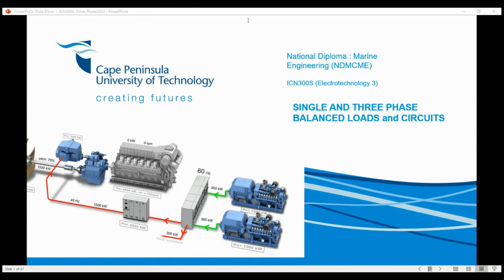16th of August, 2022. This is our third lecture, if I'm correct, for ICN 300S. We'll be essentially covering three-phase balanced loads. I did put single phase there because we do touch on it, but predominantly it's all going to be three-phase balanced loads and circuits, so to say. But I'm still deciding whether I'll include circuits, which I included last semester. But I might not.